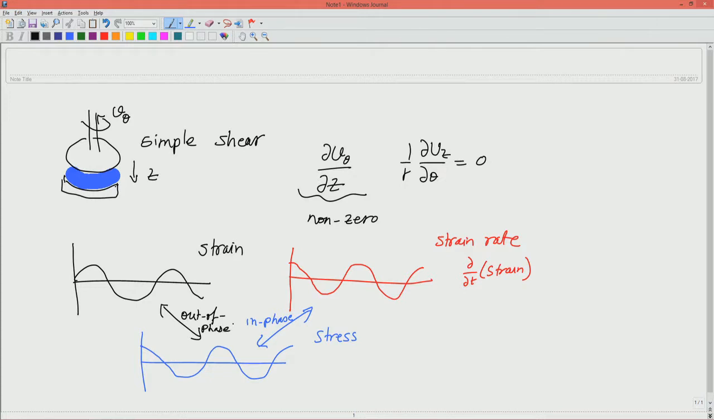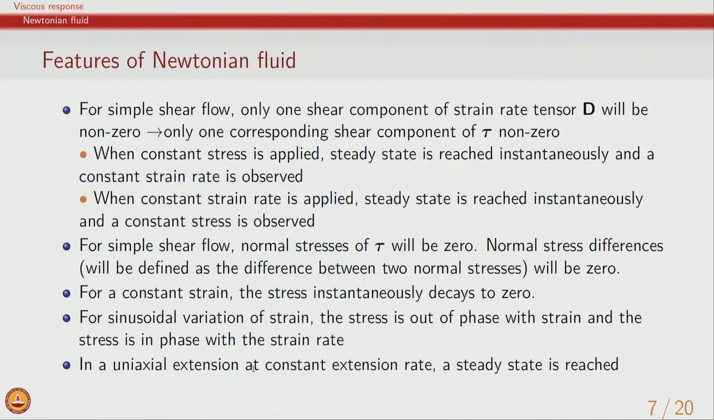We will see later on that viscoelastic fluids can be characterized using this kind of sinusoidal strain or strain rate. For an elastic solid, the situation is exactly opposite. The strain rate and stress are out of phase, and strain and stress are in phase. We will discuss this later when we discuss viscoelasticity, so keep this in mind.